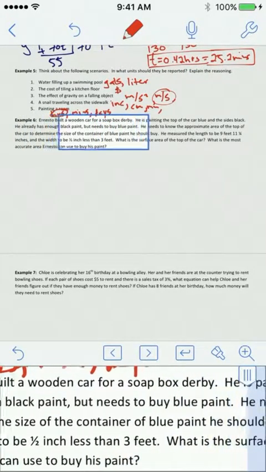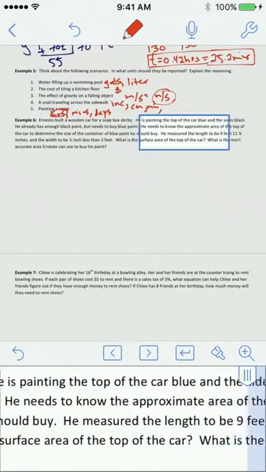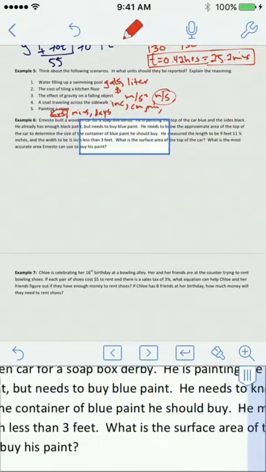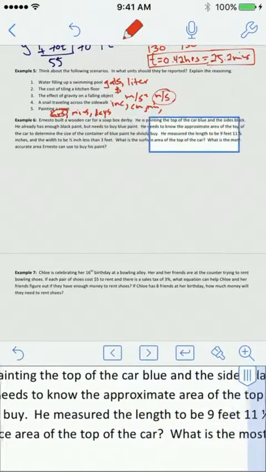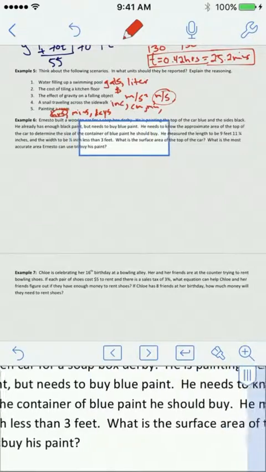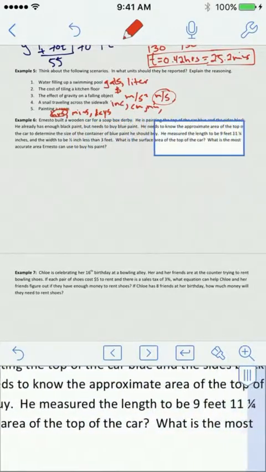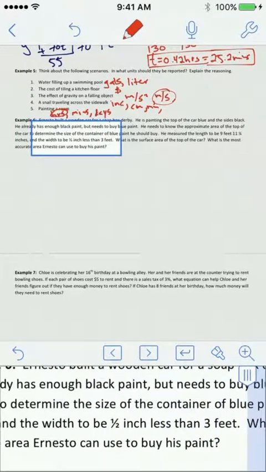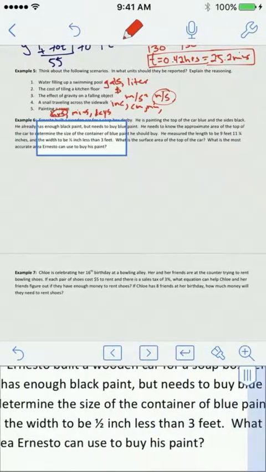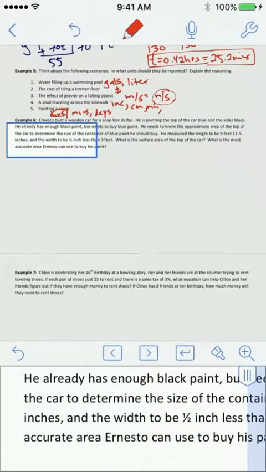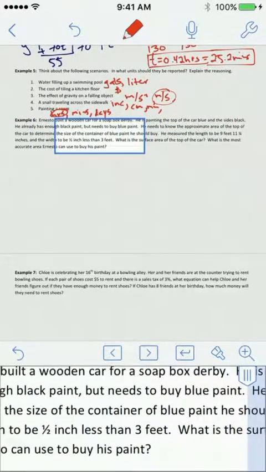Ernesto built a wooden car for a soapbox derby. He is painting the top of the car blue and the sides black. He already has enough black paint and needs to buy blue paint. He needs to know the approximate area of the top of the car to determine the size of the container of blue paint he should buy. He measures the length to be 9 feet and 11 1/4 inches, and the width to be 1/2 inch less than 3 feet. What is the surface area of the top of the car? What is the most accurate area Ernesto can use to buy his paint?